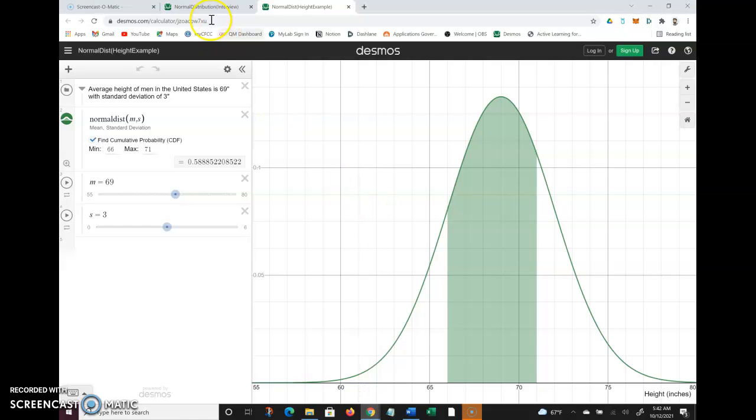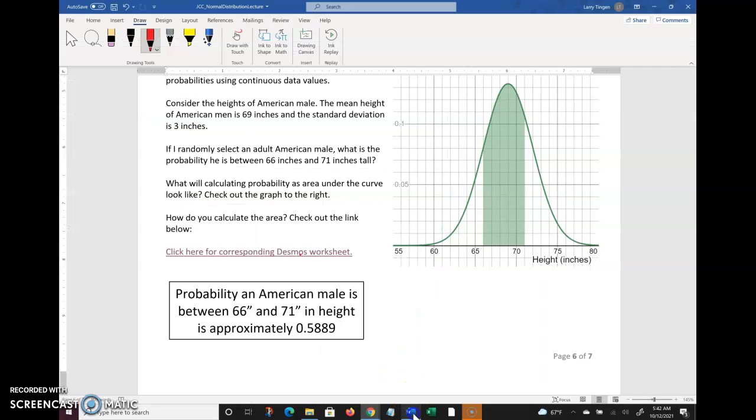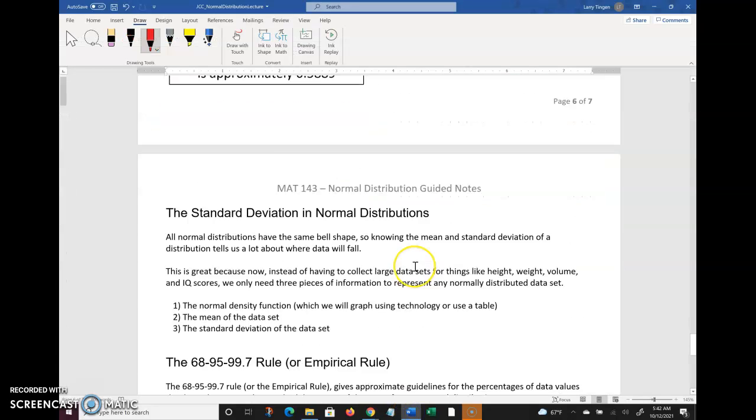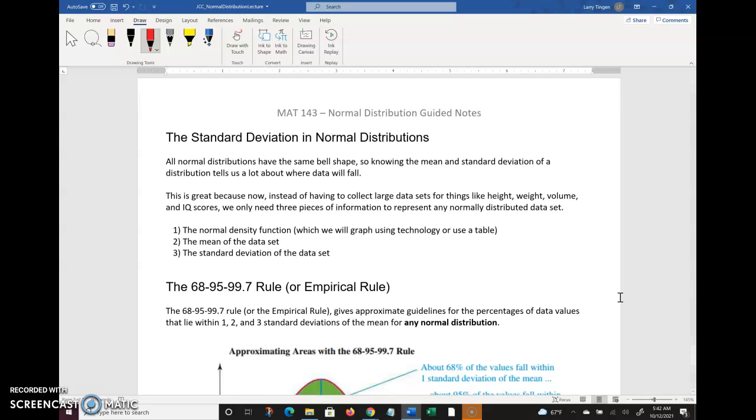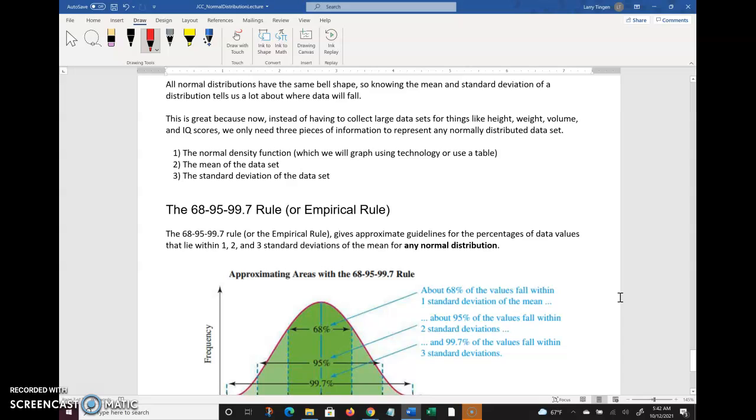So let's get back and show you why this is so cool. With normal distributions, instead of having to carry around big data sets, now I only need three pieces of information: the normal distribution density function, which we're going to be using technology for, so don't worry about that, the mean of the data set, and the standard deviation of the data set. If you give me those three things, I can give you a graph that's a normal distribution. That means I can carry this around in my pocket and do interesting things with the data.